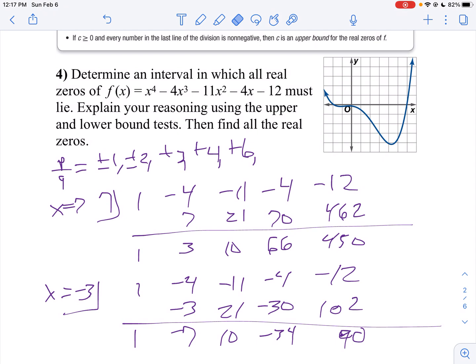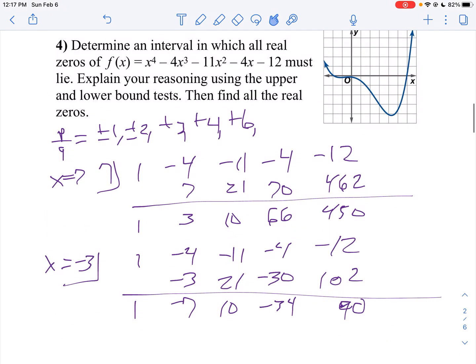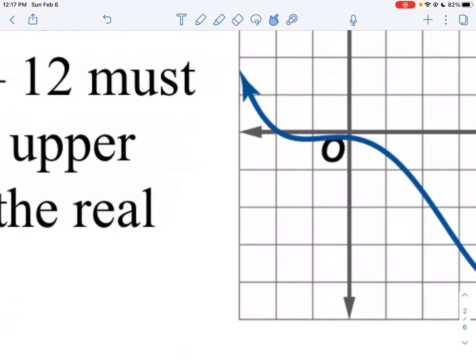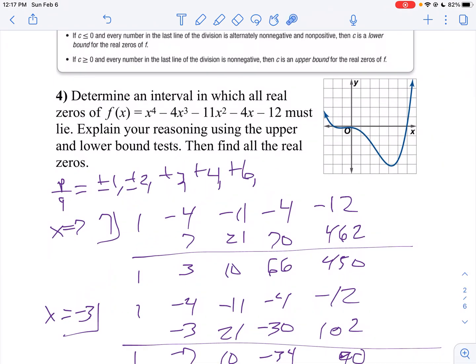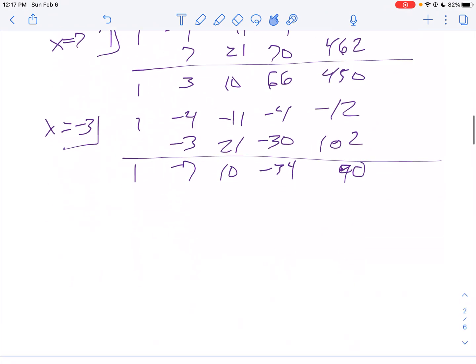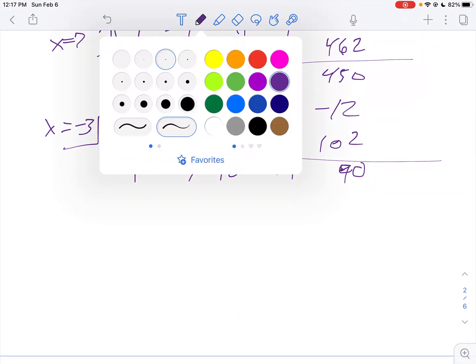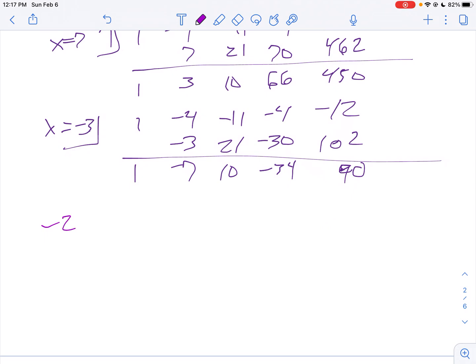So now let's go back and actually find the real roots. Looking at my graph, it looks like it crosses at negative 2, doesn't it? So I'm going to see if negative 2 is a solution. Let me change pen colors here. So I go negative 2, with 1, negative 4, negative 11, negative 4, and negative 12. If it is a solution, I should get 0 for an answer.